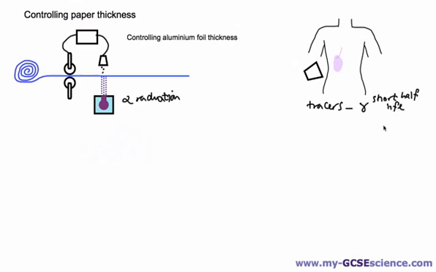That means it will lose its radiation very quickly, and the reason why we need to have a short half-life is because we want it in the body for as short a time as possible. While it's gamma radiation and it's not re-ionizing, we still don't want it around for too long, so it has to have a short half-life.